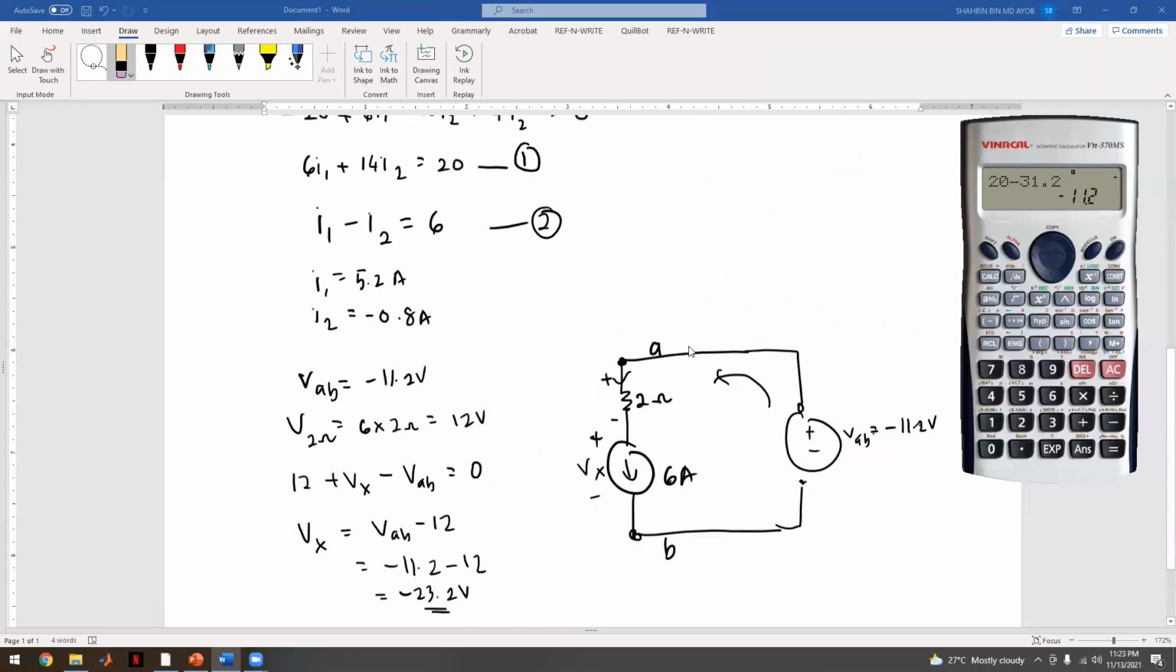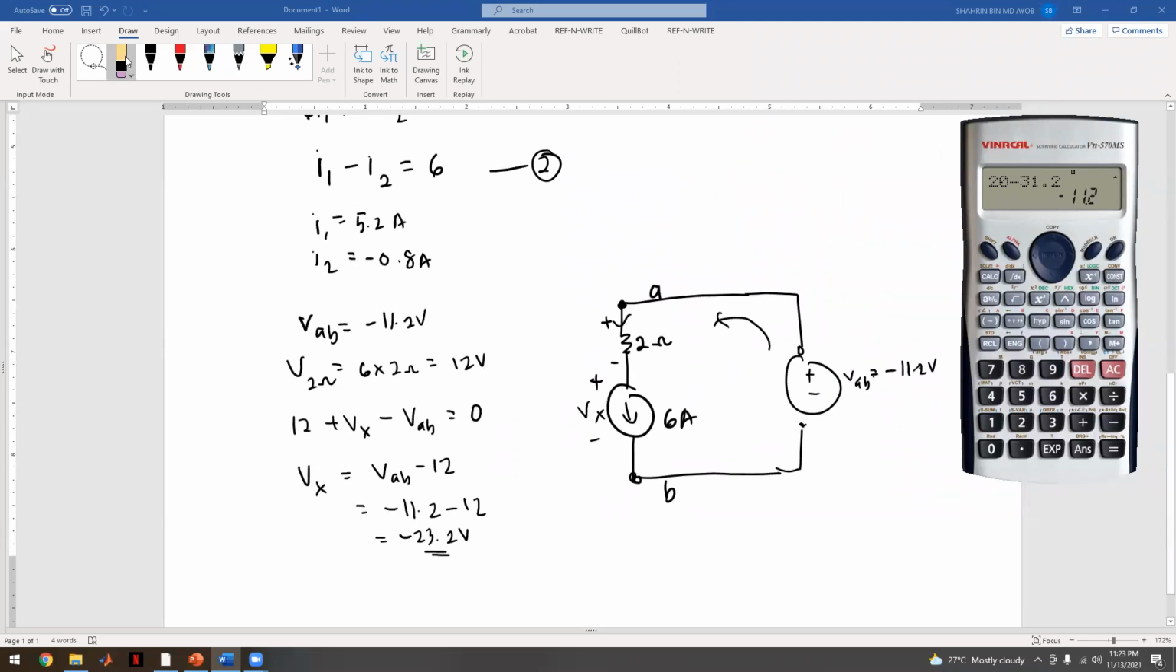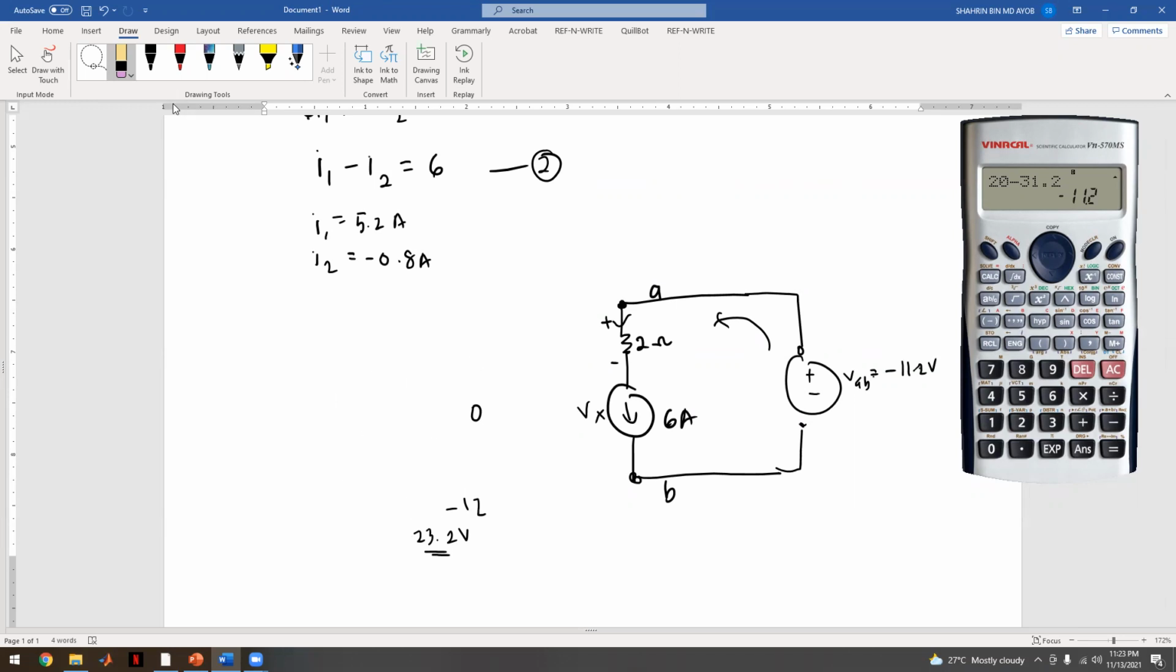Oh, sorry. The polarity of Vx is actually reversed. So just this one. Okay, so I need to redo again. So this one will become negative, this one positive, right? But still, I assume that the current is flowing counterclockwise.